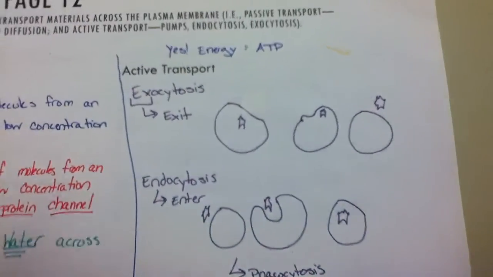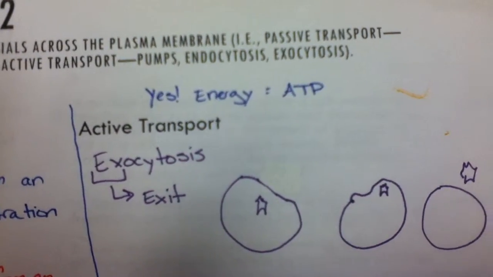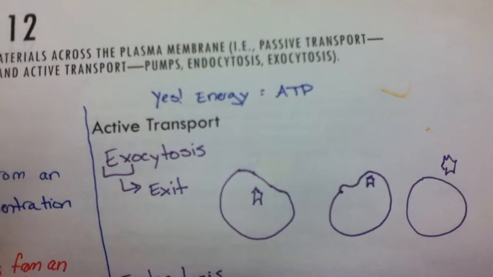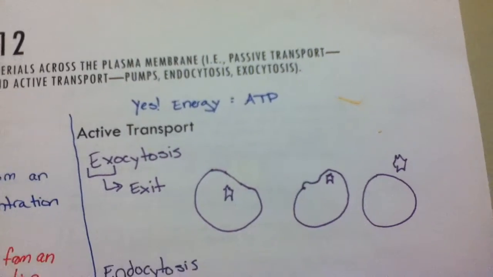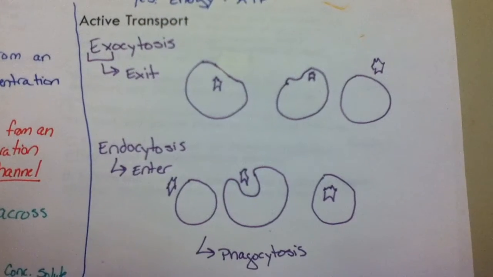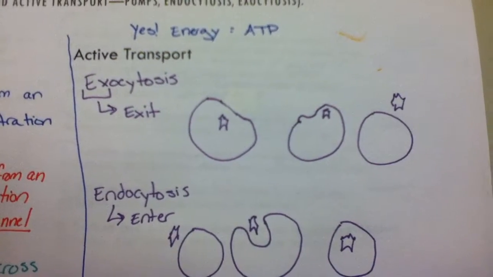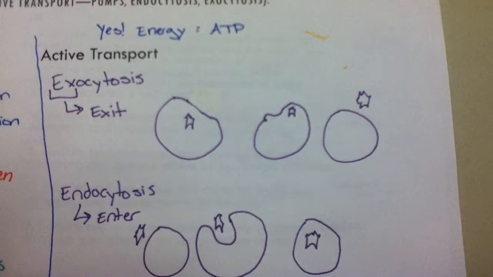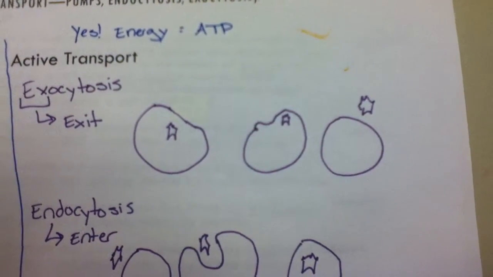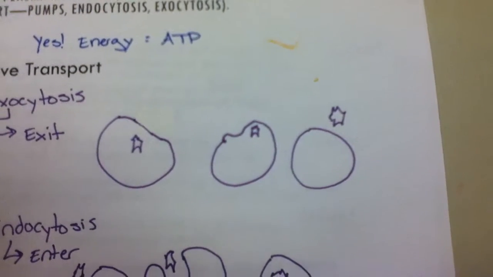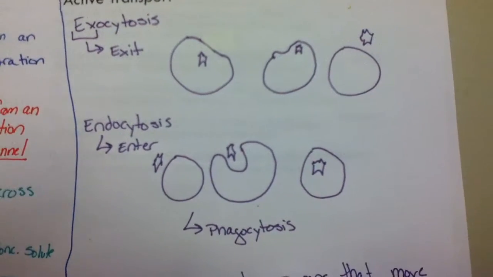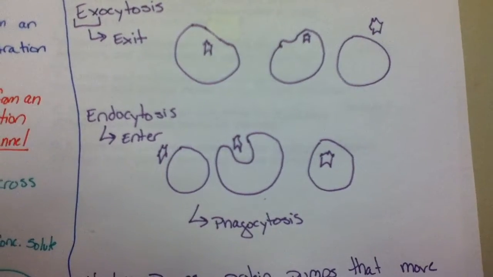Active transport, yes, does require energy, and energy is in the form of ATP, adenosine triphosphate. We just talked about that. The types of active transport we're going to look at are exocytosis and endocytosis. The EX stands for exit. You see that little molecule trying to get out. It pinches off a part of the actual cell membrane, and then it fuses back together, and the molecule is on the outside of the cell, the vesicle. It's usually a vesicle.